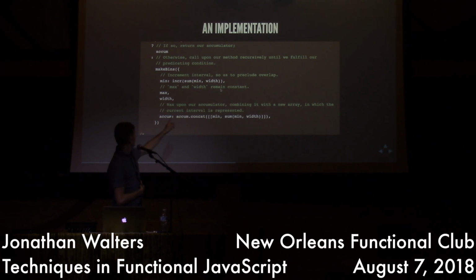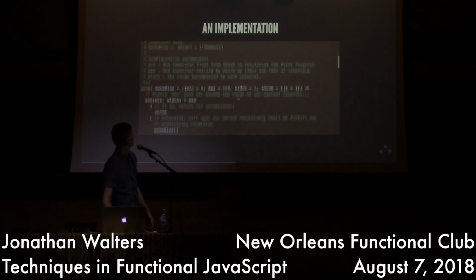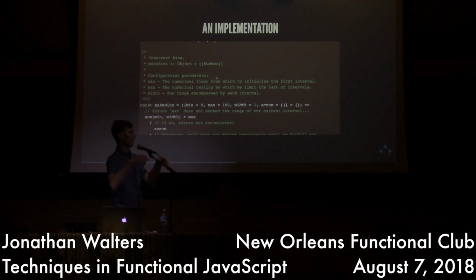We'll increment the minimum, just so there's no overlap. We'll pass it the maximum, which will remain constant. We'll give it the width, and then the real crux of the function will reside here. Essentially, we're going to take our accumulator, which is an empty list, and concat it with this range that we've calculated. By recursively calling on our accumulator, we can eventually return a nice value that will be an array of numerical pairs. I think that's probably good for this. I could go into the rest, but it starts getting kind of hairy.